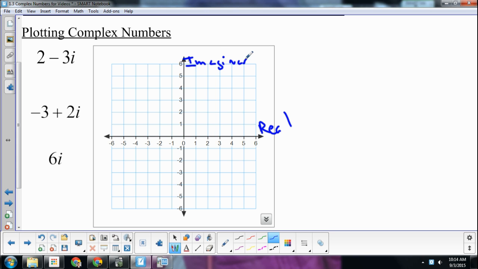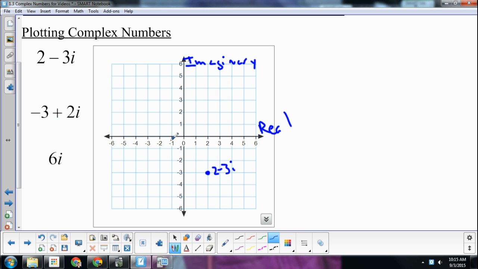Now, as I plot these points, we'll start with this one, 2 minus 3i. I start at the origin of the complex plane. 2 is the real part, so I'm going to move my cursor over to 2 on the real axis. Negative 3i is the imaginary part, so that means I'm going to go down to negative 3 on the imaginary axis and plot my point. There would be 2 minus 3i.